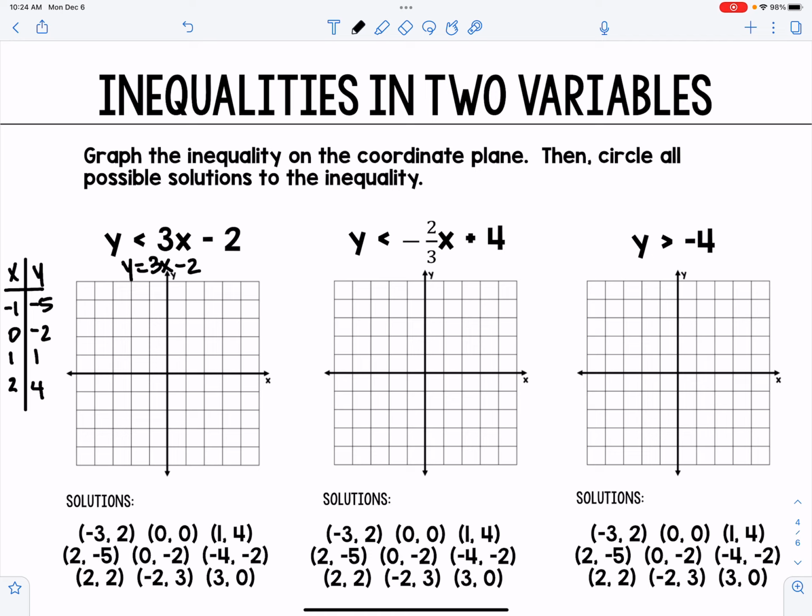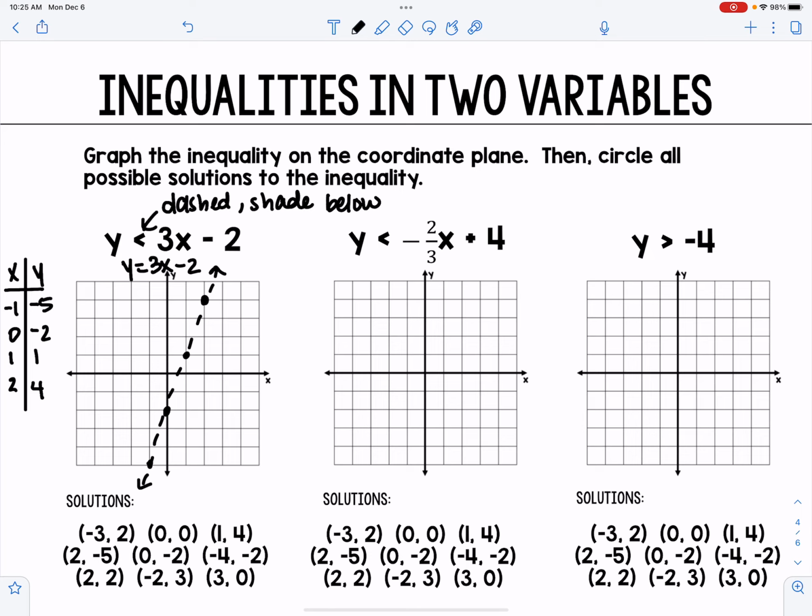So I've got my table of values. I'm going to go ahead and plot my points: -1, -5; 0, -2; 1, 1; and 2, 4. I'll go ahead and draw that line. Well, I see that I have y is less than 3x minus 2. That should be a dashed line. And since it's less than, I should shade below that line. Okay, so it should be a dashed line there.